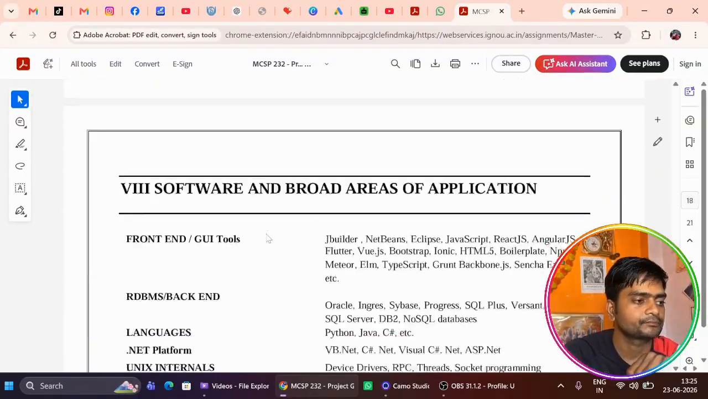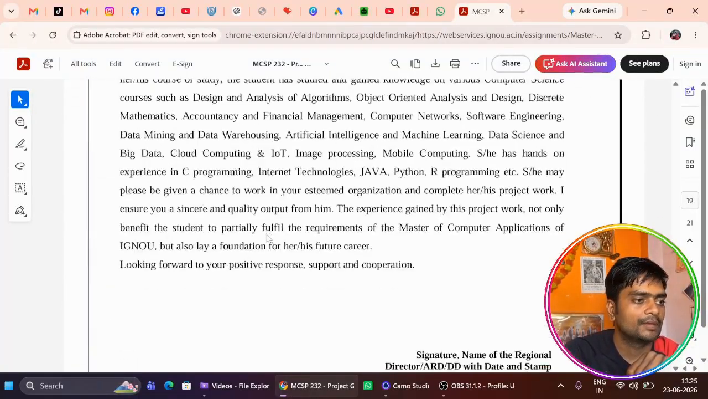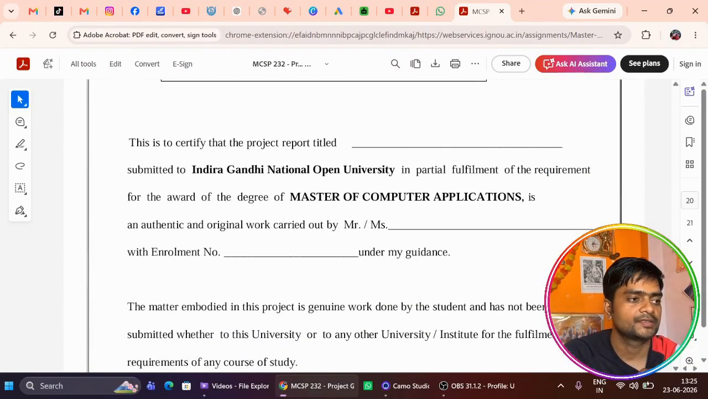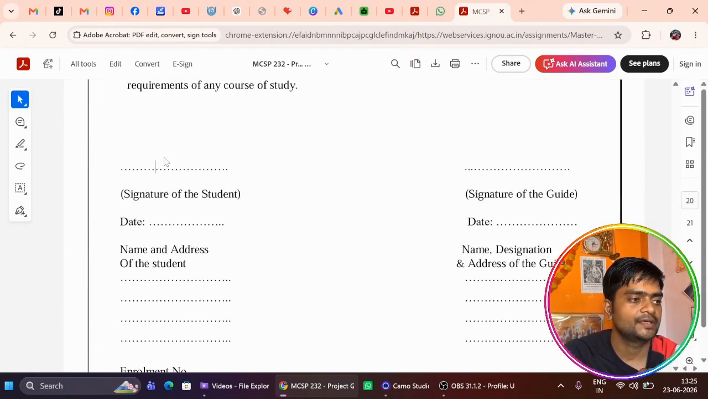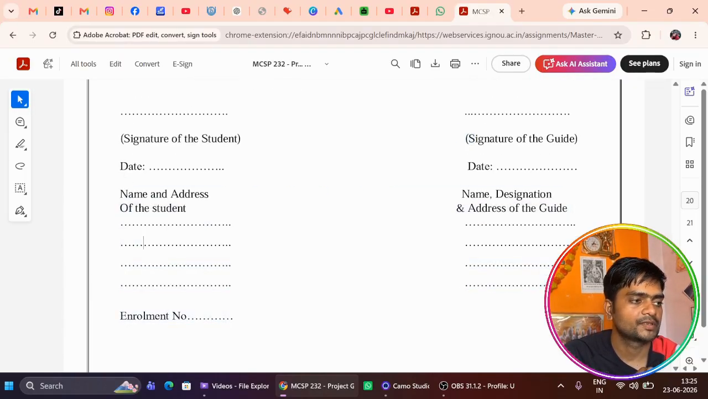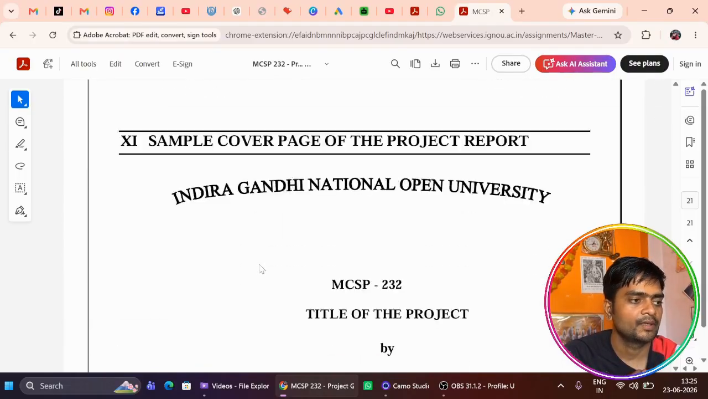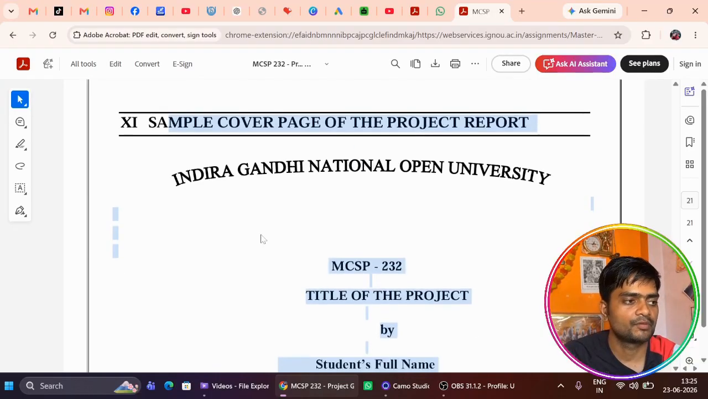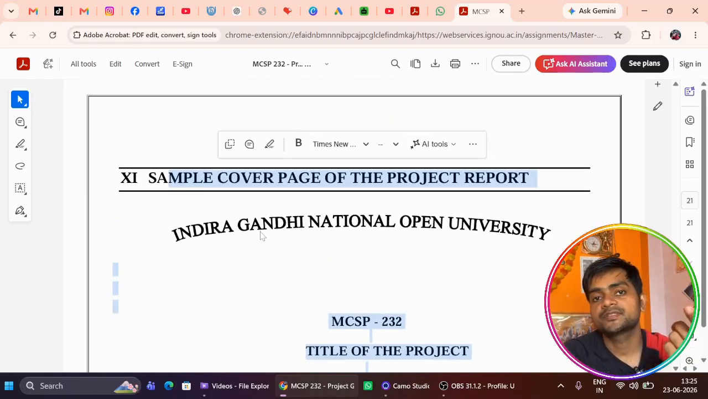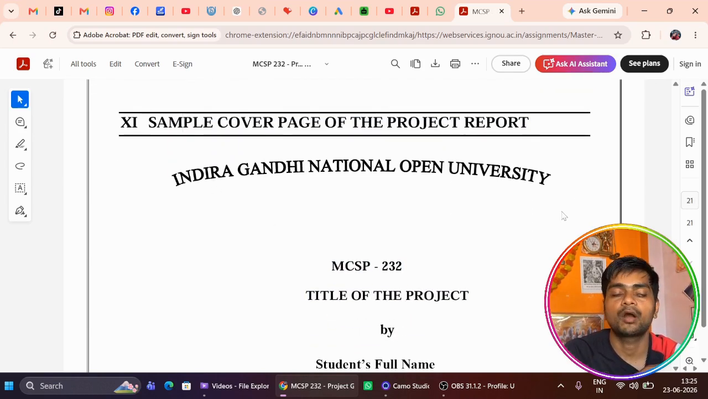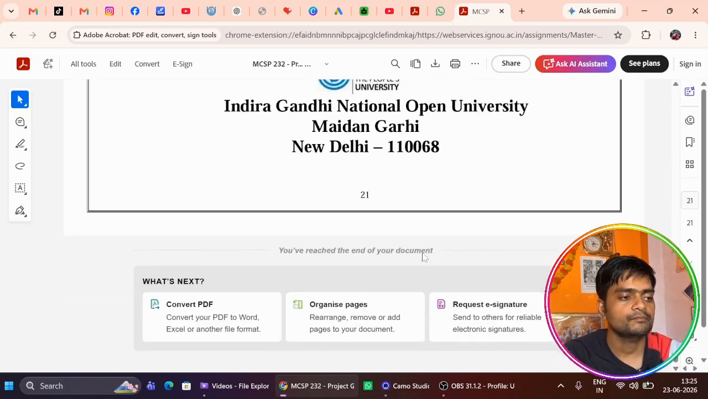Now I'm showing you the certificate of originality which you have to attach with your project report. This is the certificate of originality. You have to sign it here and your guide has to sign it here. And you have to provide your personal information like date, name and address of the student, enrollment number, and etc. Now this is the cover page of your project report. So basically the very first page of your project report should look like this. This is the cover page. You should design your cover page like this.